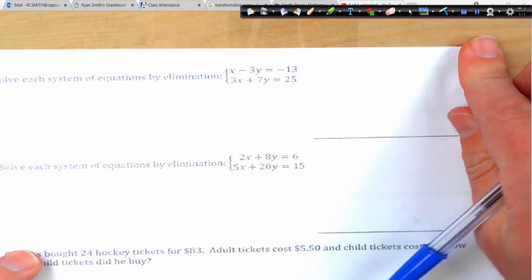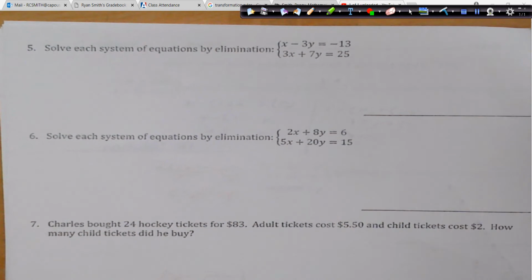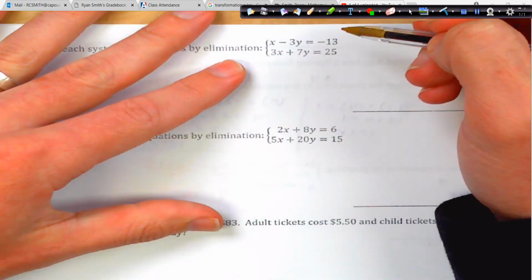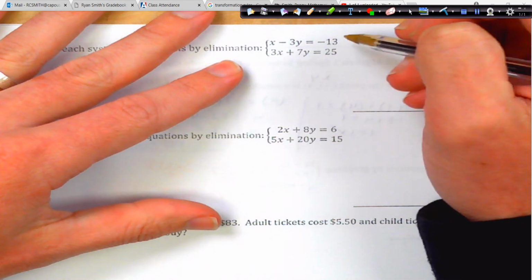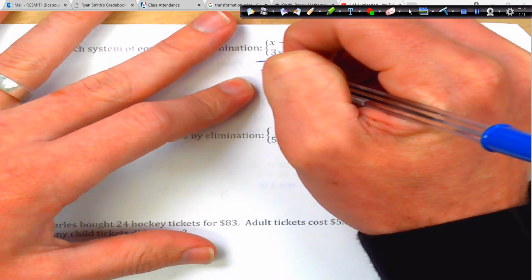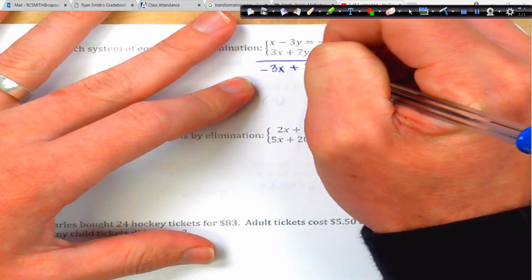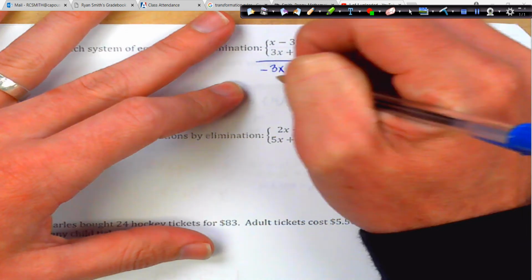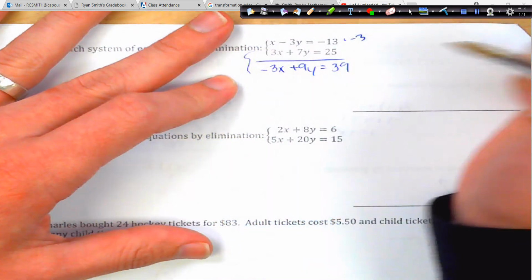Solve each system by elimination. So we're trying to go ahead and line things up and cancel them out. Right now, 3x and x won't cancel, -3 and 7 won't cancel. So what I'm going to do is multiply this top by -3, so I get -3x plus 9y equals a positive 39. And now we can add these equations together.